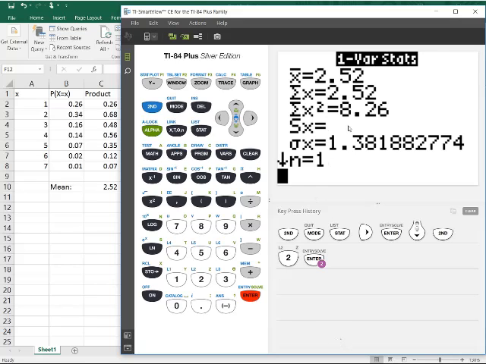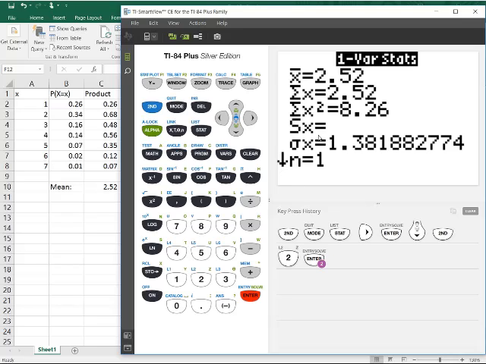And what we see here is the mean up in the top row, and you see that matches up with the mean that we got using Excel. The sum of the values, which doesn't seem right. If you add up the numbers from 1 to 7, you don't get 2.52. That's because it's not really adding those numbers up. Because if you look down here, it says n equals 1.